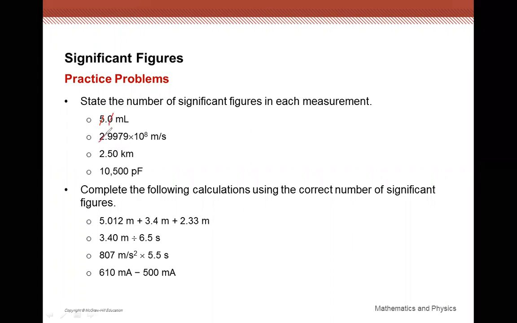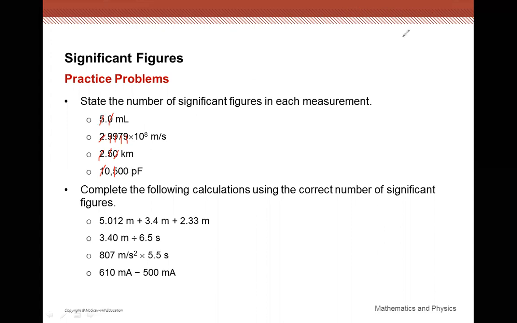Number two, 1, 2, 3, 4, and 5 significant figures. Number three, I have 2, 5, and 0 here. Yes, we said zeros are not significant, but the final zero after the decimal point is significant. So we have 3 significant figures. In this one, I will count the 1, but I will not count the 0 as significant. I will count the 5. I will not count this 0, but I will count the final 1.